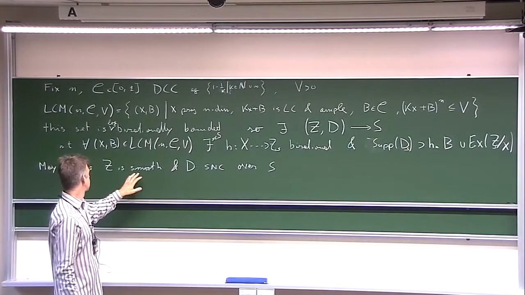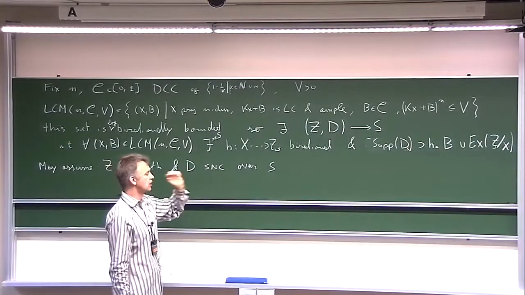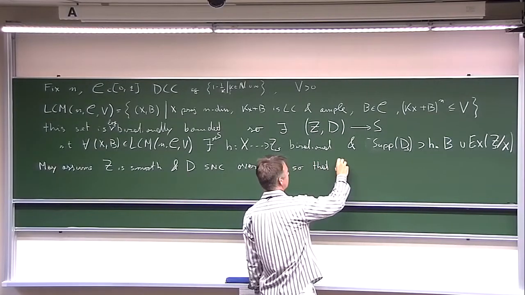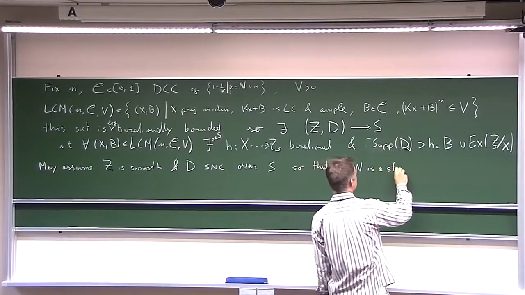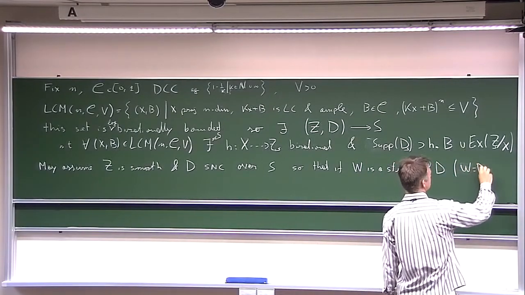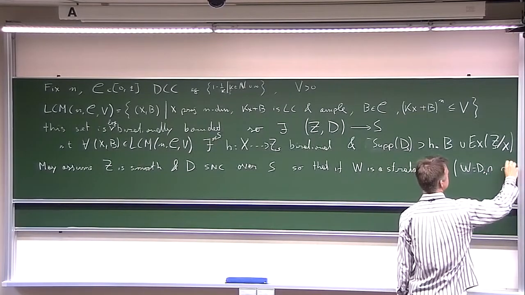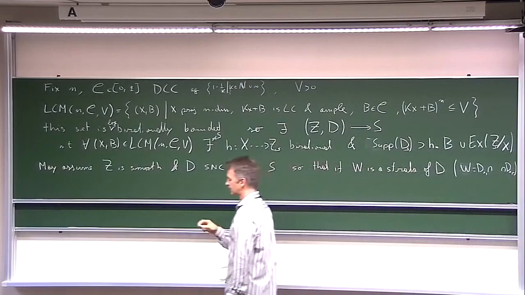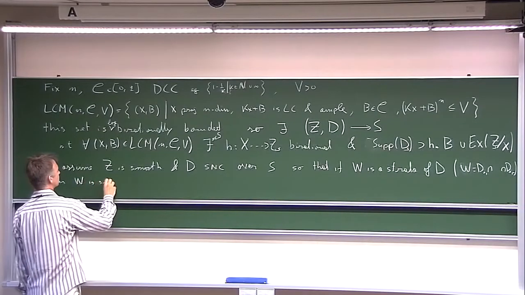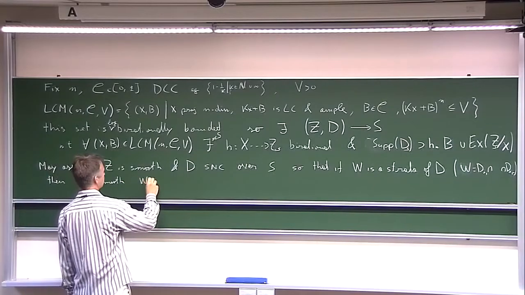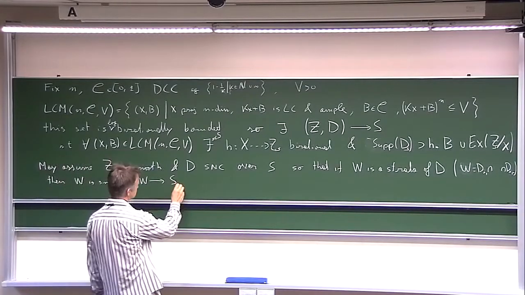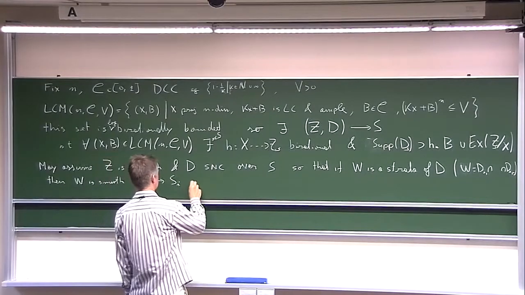We sort of discussed that a bit last time, but what do I mean by D is simple normal crossing over S? Let me be more precise. So what I want to assume is that if W is a strata of D, which just means that W is given by intersecting several components of D, then I want that W is smooth, and the morphism from W to, I'm just going to write to S, but really it's to a component of S. Okay, so maybe I'll say to the corresponding component S_i of S is also smooth.